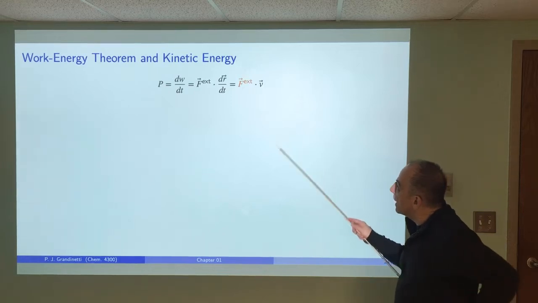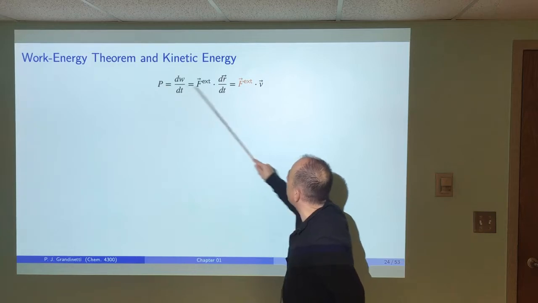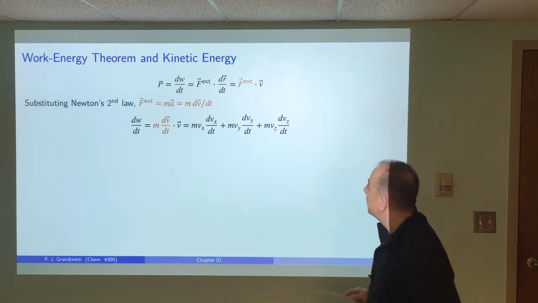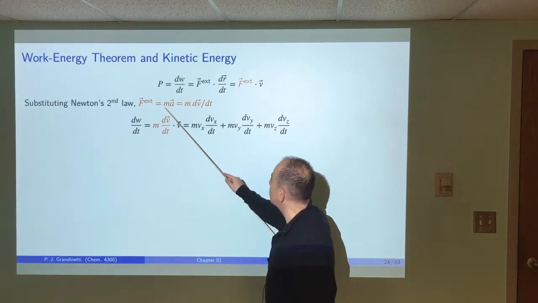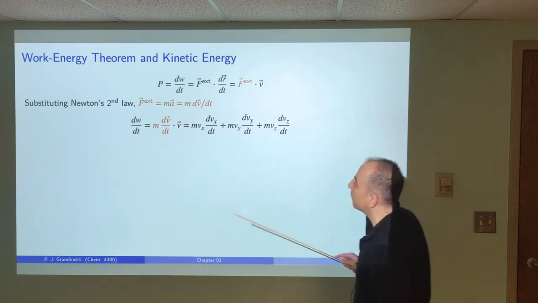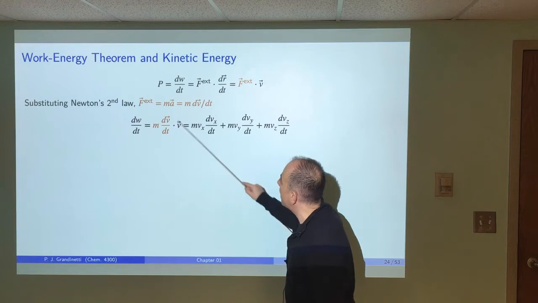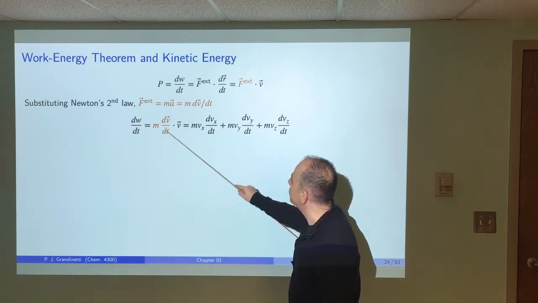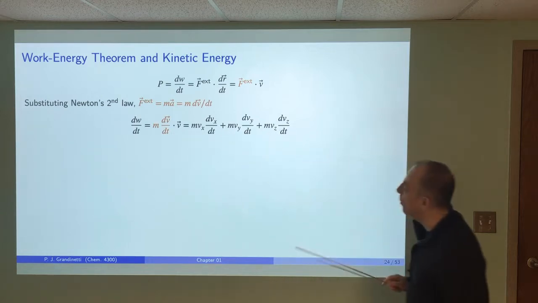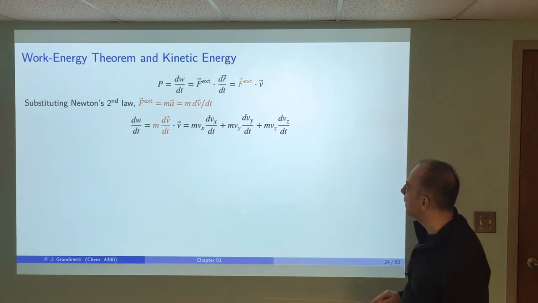Now let's continue on with that expression and see how we can get the work energy theorem. Starting with the power being equal to the dot product of the force and the velocity, I'm going to use Newton's second law, which is force equals mass times acceleration. I'm going to replace acceleration with the derivative of the velocity with respect to time and substitute that in for the force. Now I have this expression here. I've made that substitution, and I'm going to expand out this dot product in terms of the components of the velocity vector, which gives me this expression for the x, y, and z parts.